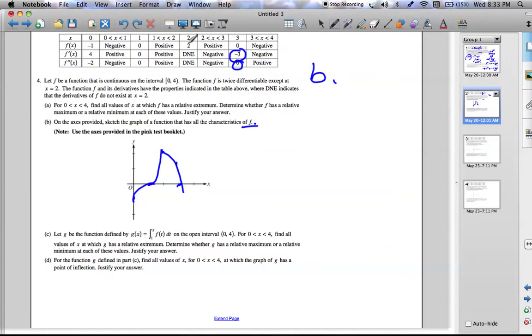And let's see. F prime of x from 3 to 4 is negative, so it's decreasing, and its second derivative is positive, so it's concave up. So we can just go like that. And that's basically all you need to do, really.